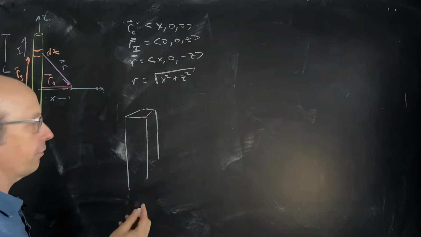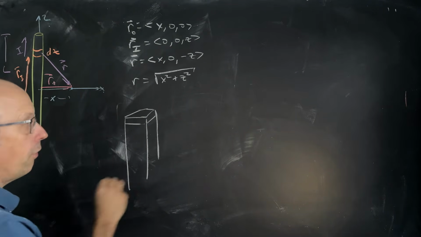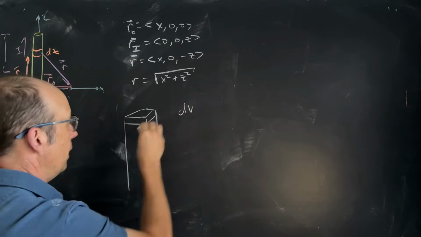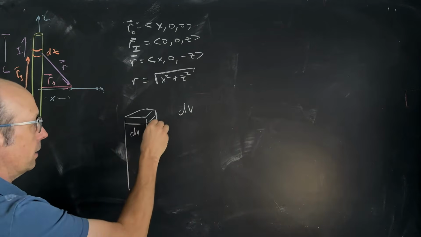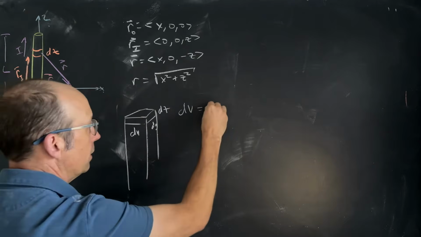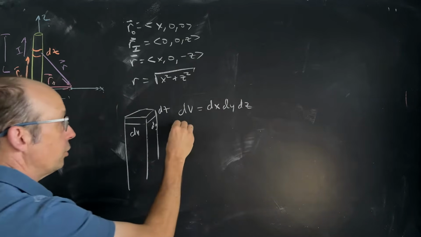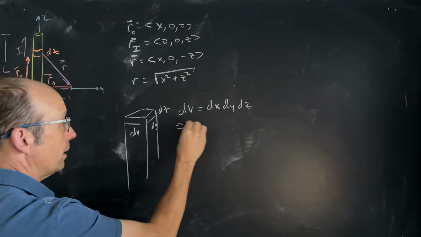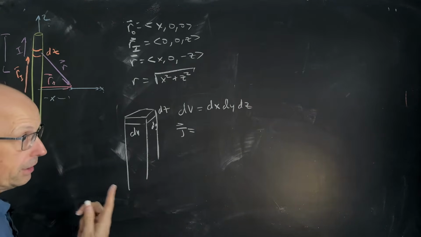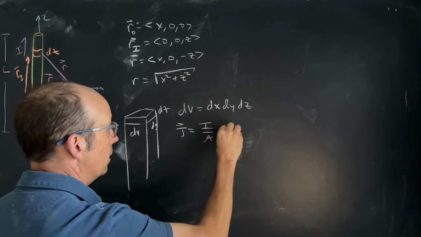And it's really thin, it doesn't really matter. And so if I take a little piece of that, the volume element, dV, it's going to be dx, dy, dz. So dV is dx dy dz. And J, the current density, because I know the direction is in the z-hat direction, it's going to be I over a z hat.